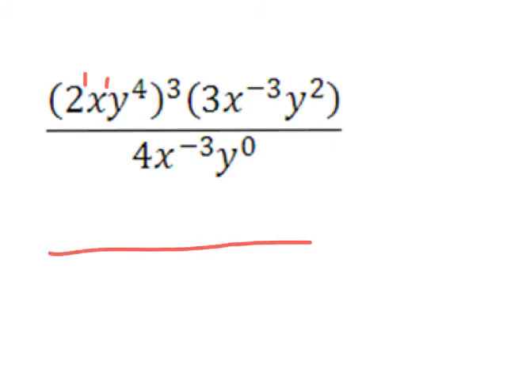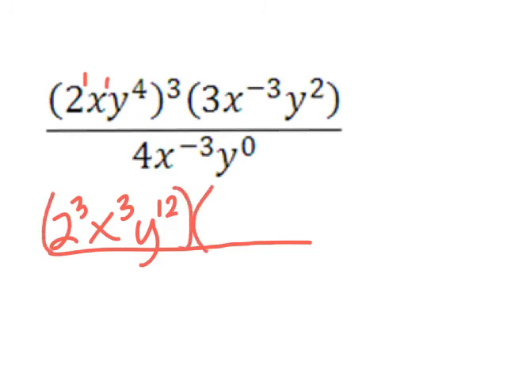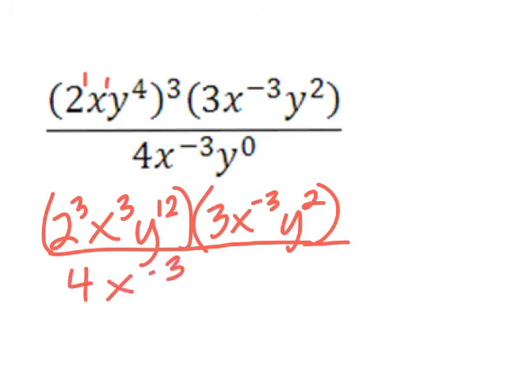So I've got 2 to the first times 3, so that would be 2 to the third, x to the first times 3, which would be x to the third, and then y to the fourth to the third power, which would be 4 times 3, which is 12. Now that whole thing is simplified, but it's got to get multiplied by 3x to the negative third y to the second over 4x to the negative third. Well, y to the 0, what do you know that y to the 0 equals? Anytime you have y to the 0, it equals 1. So we can really just eliminate him. We don't really need to deal with him right now.